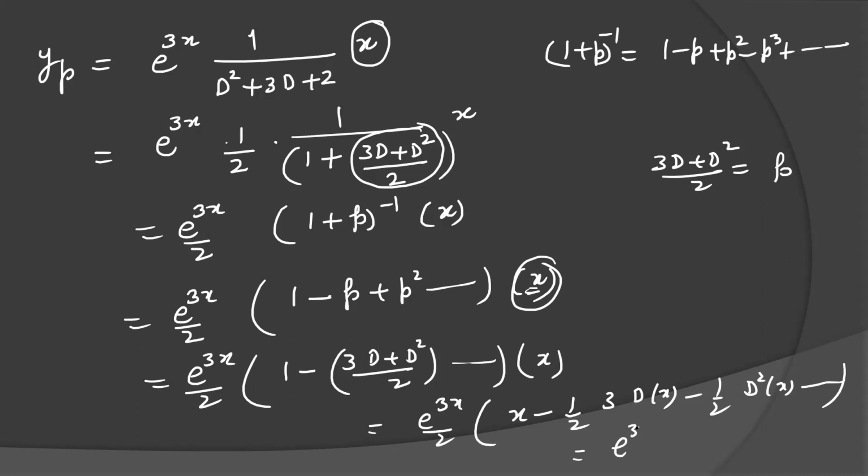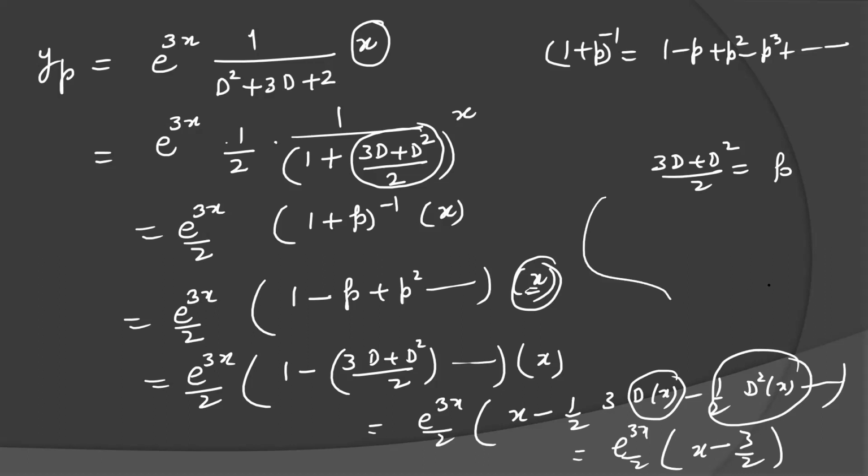So it will be e to the power 3x by 2, x minus derivative of x with respect to x is 1, so x minus 3 by 2. Second time derivative of x will be 0, so the other term will be 0. This is the particular integral. So the complete solution is equal to CF plus PI. You have to add. So these problems are based on the shifting property.